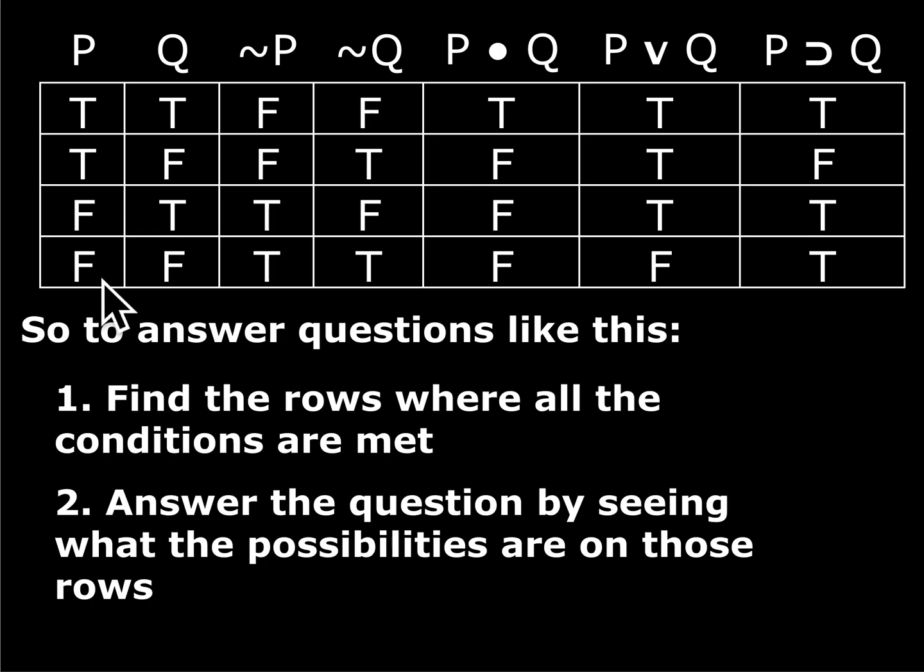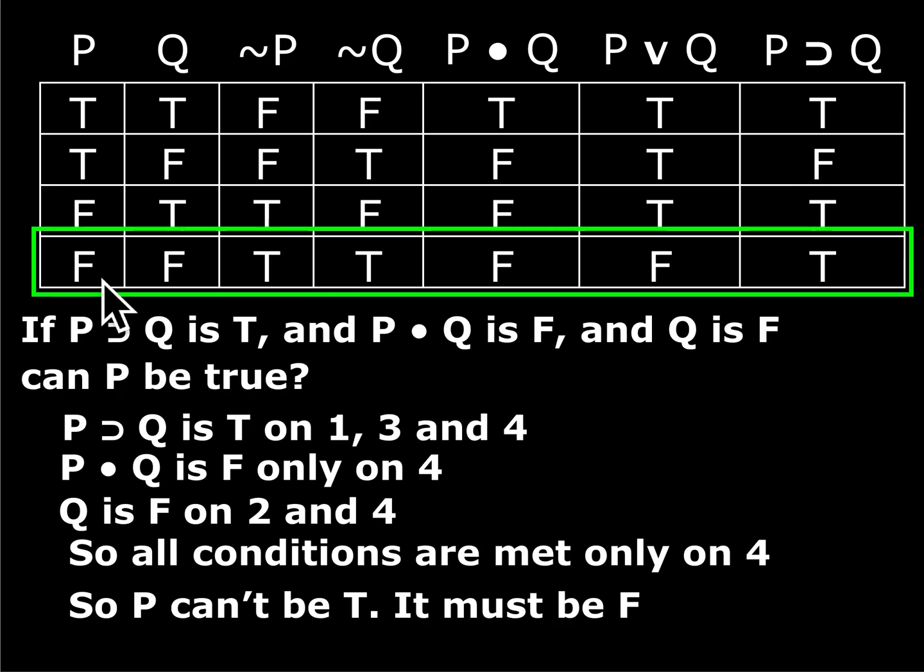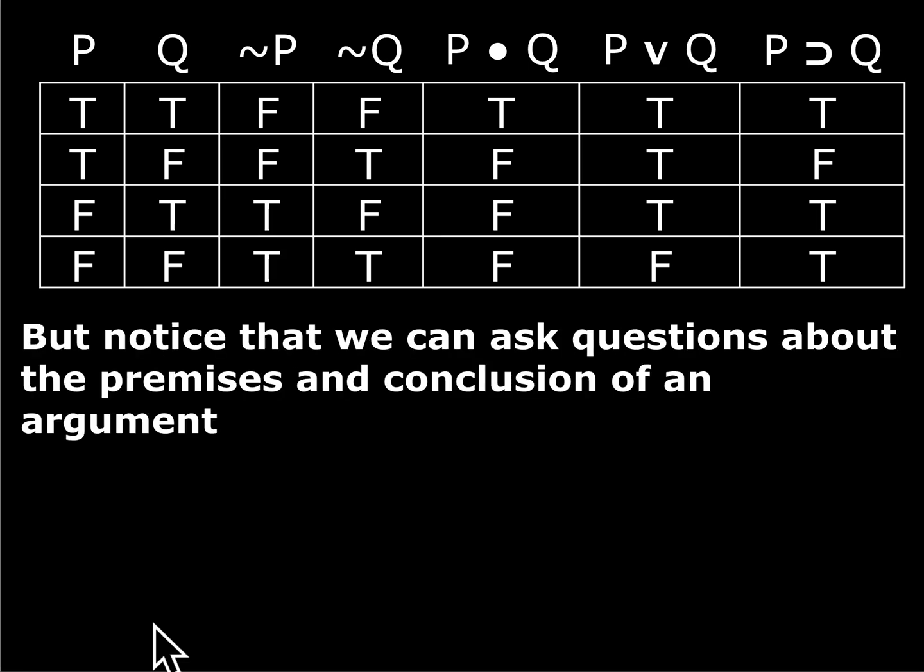So to answer a question like this, just to summarize, you find the rows where all the conditions are met, and then you just answer the question by seeing what the possibilities are on those rows. Okay? So that's what we did here, right? We had a complicated question. We determined what rows were those where all the conditions were met, and there was only one, row 4. And then we saw that on that row, P can't be true. It has to be false.